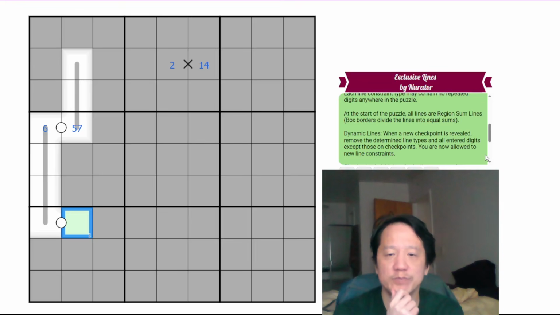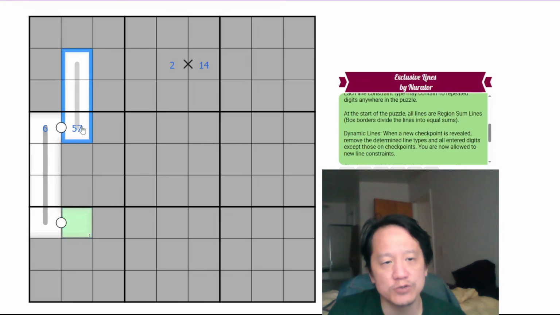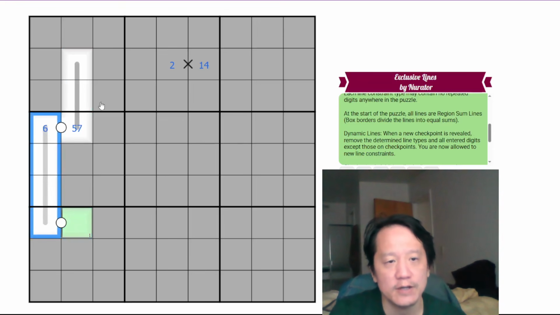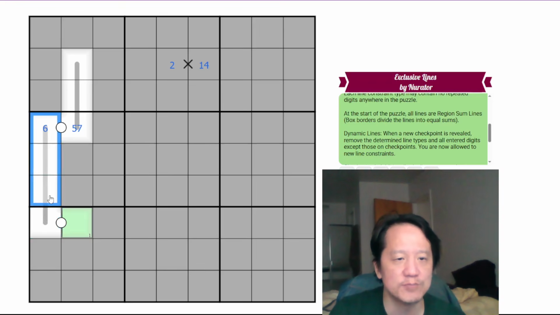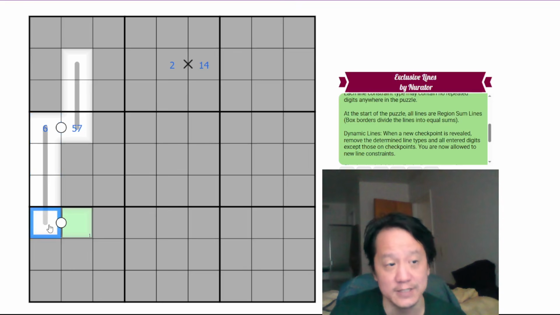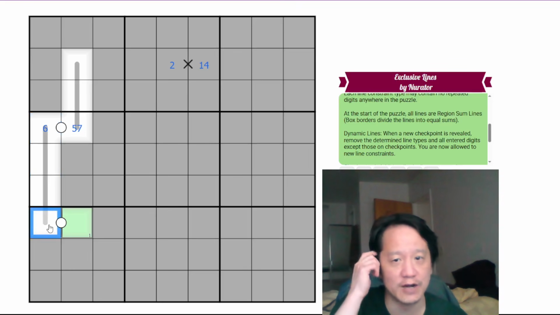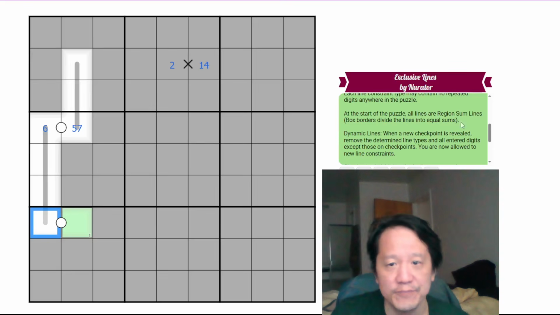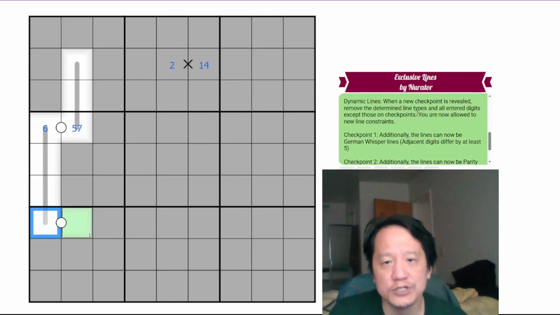Box borders divide the lines into equal sums. So this is a region sum line, which means these 2 digits add up to what that digit is, and these 3 digits add up to what that digit is, because the box borders divide the lines into segments, and they must sum up to the same sum. So these 3 must sum up to the same sum as this digit, which is obviously just that digit itself. And that's how region sum lines work.